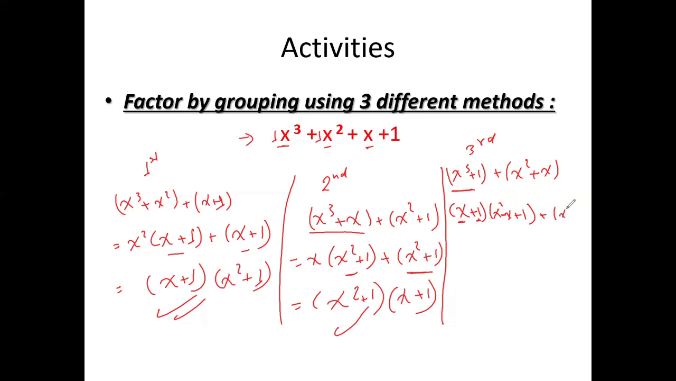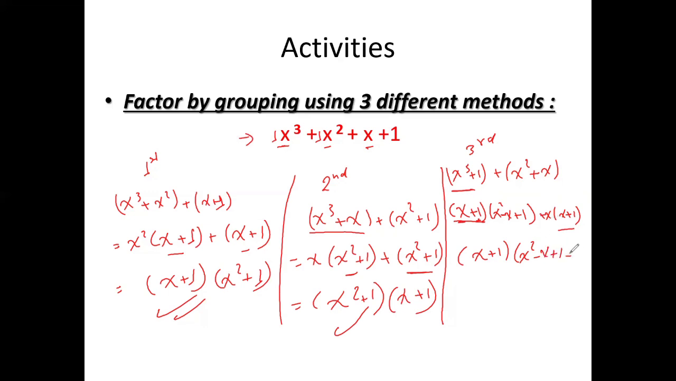Plus x, we can take x as a common factor here. So we will get x plus 1. Oh, we have a common bracket. Let's take it out as a GCF. So x plus 1 times, here we have x power 2 minus x plus 1.